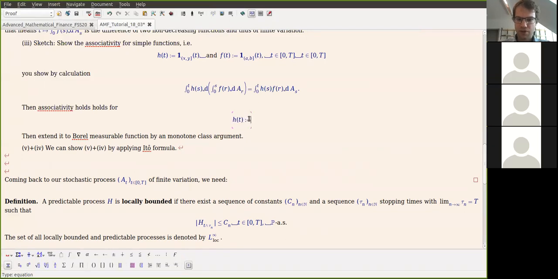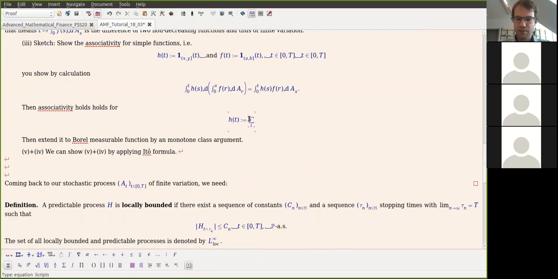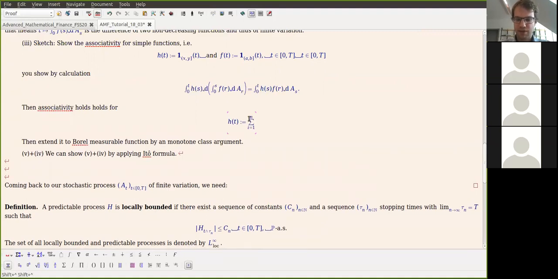So then you want to consider what we call elementary functions, meaning you sum up some n, and then you have here some nice value, t_i plus 1. This is fun. Right. So this is the next step you do.